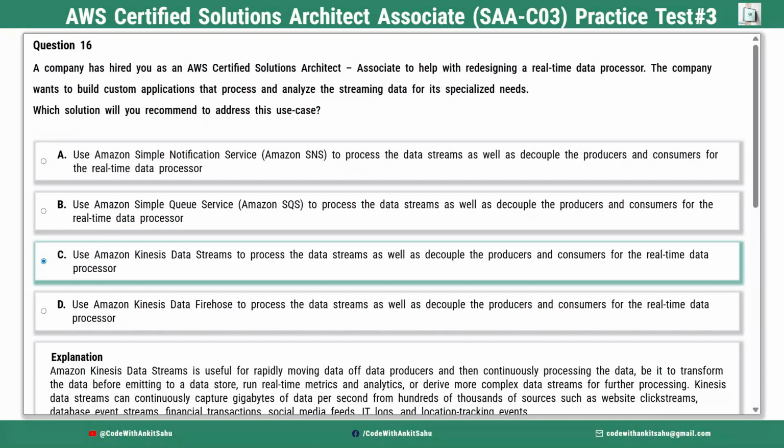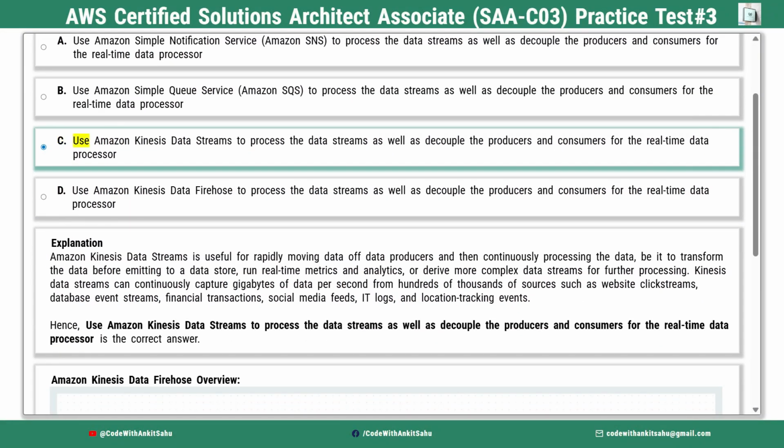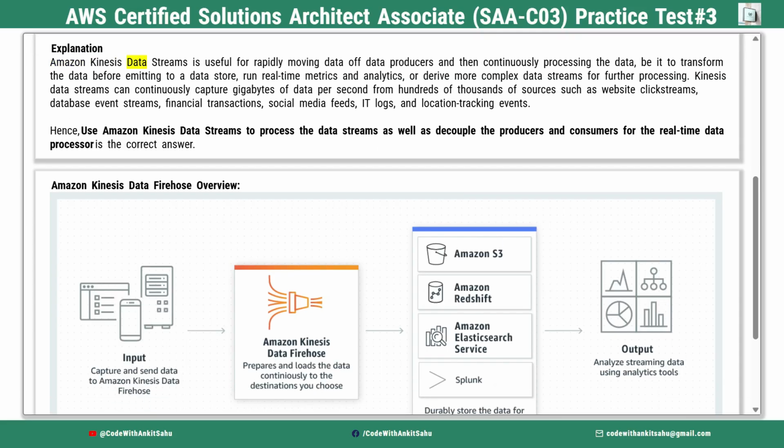Correct answer. Option C. Use Amazon Kinesis data streams to process the data streams as well as decouple the producers and consumers for the real-time data processor. Explanation: Amazon Kinesis data streams is useful for rapidly moving data off data producers and then continuously processing the data, be it to transform the data before emitting to a data store, run real-time metrics and analytics, or derive more complex data streams for further processing.